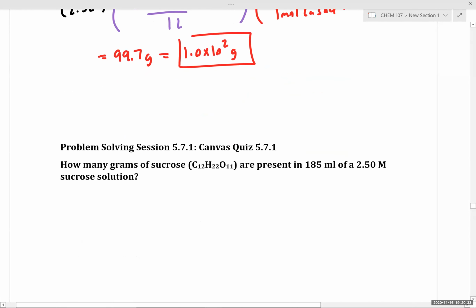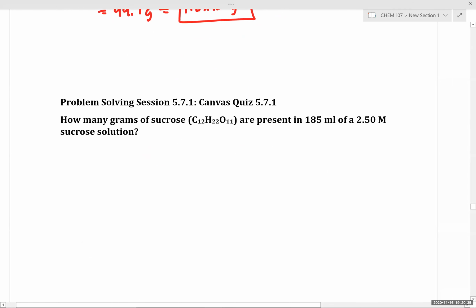Okay, so let's keep going now. And let's look at the following example where we're asked how many grams of sucrose are present in 185 milliliters of 2.50 molar sucrose solution. So let's take about 2 to 3 minutes to work on the following example, and then we'll discuss as a class. Don't be shy to submit your responses in the chat or verbally, or ask a question.